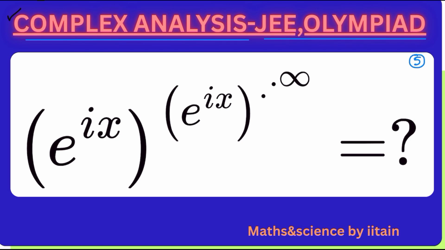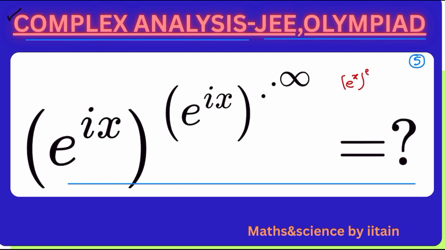In this, we are going to ask the value of e to the power of ix to the power of ix to the power of ix up to infinity. In real numbers, we had already seen in my previous lectures, we have solved the problem e to the power of x to the e to the power of x e to the power of x up to infinity. Now, instead of e to the power of x, if it is e to the power of ix, can we solve the problem?